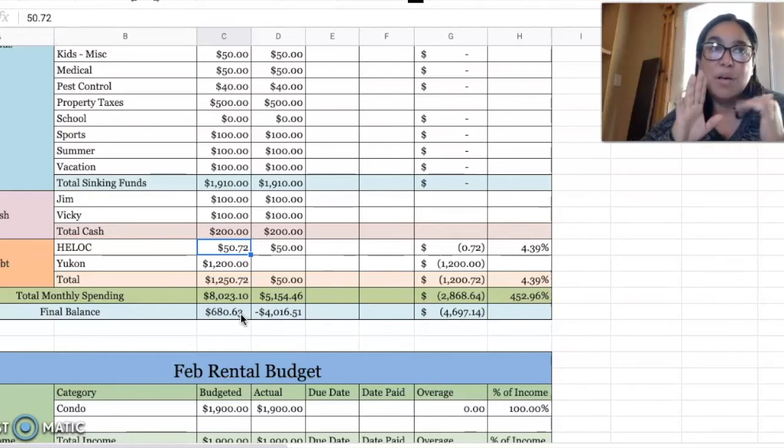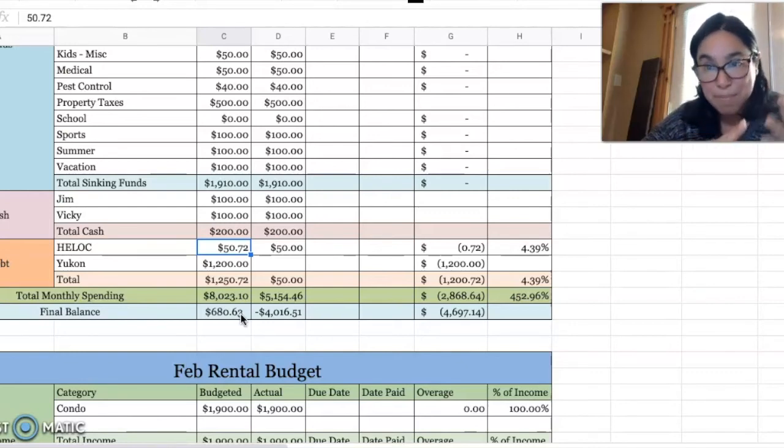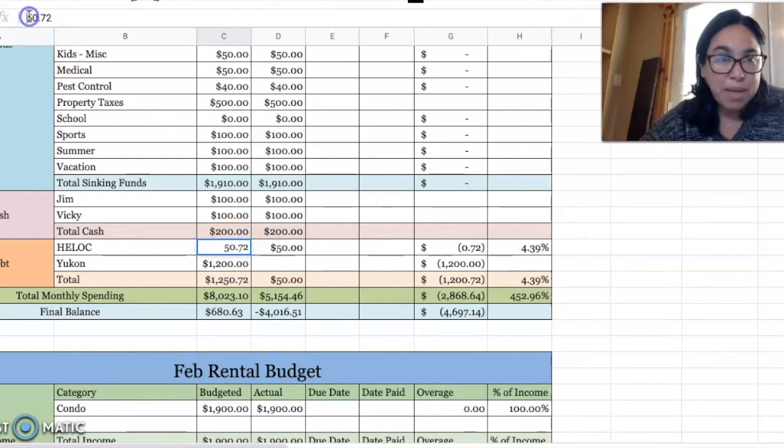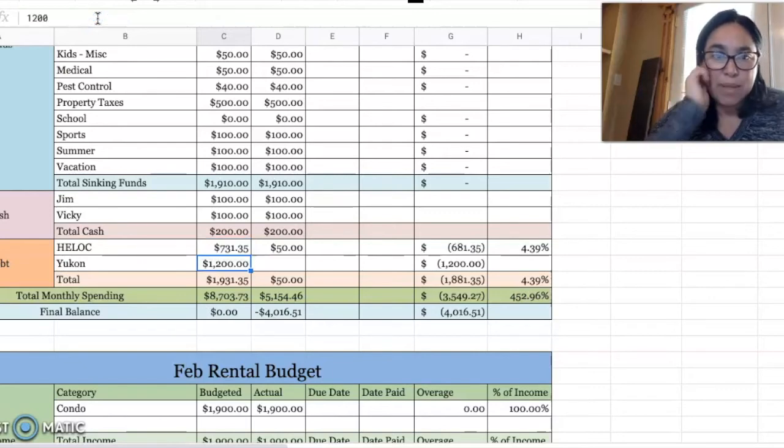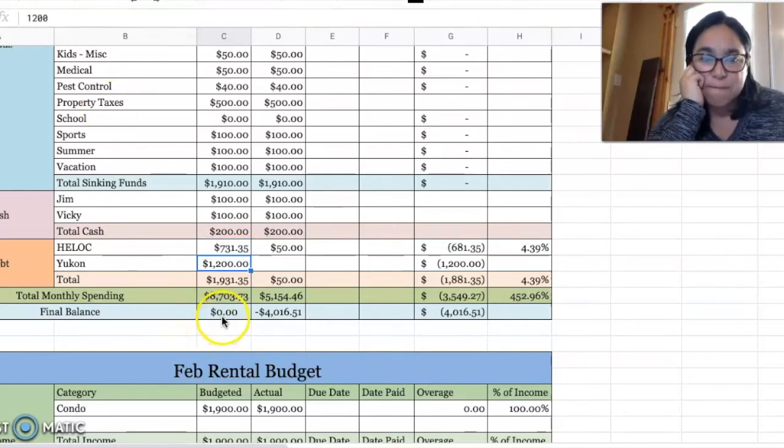I'm still due a bonus this month, and you know, some things can change. Maybe some bills are cheaper. I don't know. But right now, this is what we're starting it at. So what I'm going to do is change this and come in here and change the formula to add 680.63. And now we have a zero-based budget.